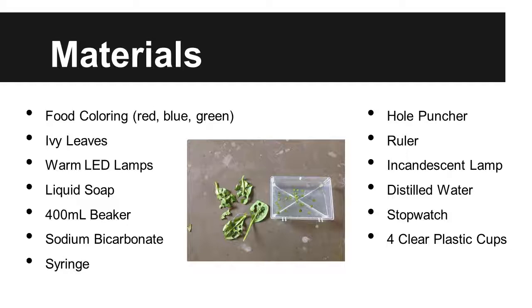The ivy leaves were used to represent plant cells. The warm LED lamps were used to represent light, because plants need light to photosynthesize. Also, sodium bicarbonate, which is basically baking soda, was used to represent carbon dioxide, which is also needed in photosynthesis.